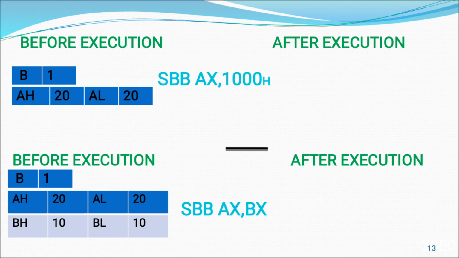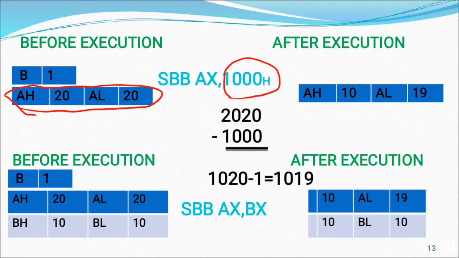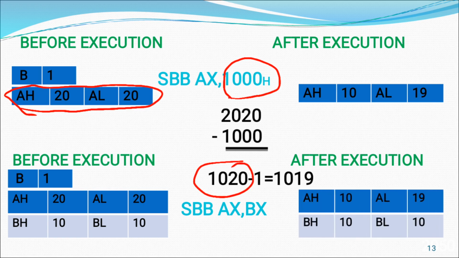Register AX has the value 2020 and the direct data is 1000. This instruction will subtract 1000 from 2020, and the result will be 1020. Since it is the SBB instruction, we are going to subtract with borrow. Consider the borrow as 1. So 1020 minus 1 will be 1019. It will be stored in the AX register.